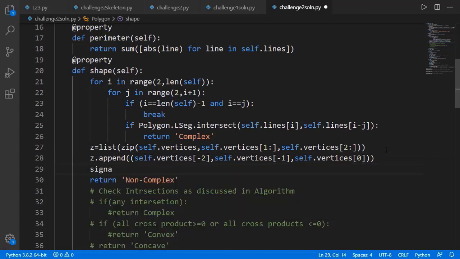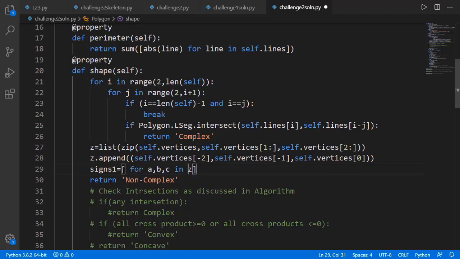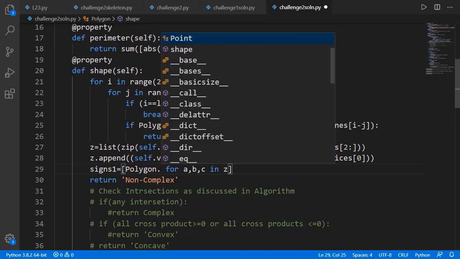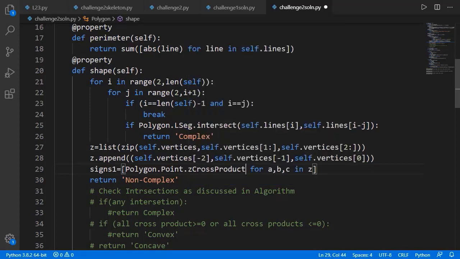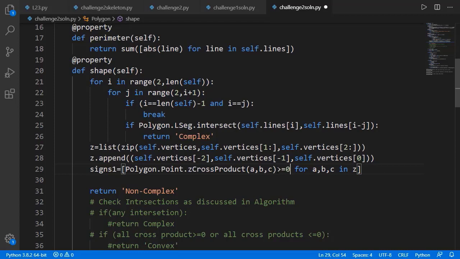And now we will pick the vertex combinations and we'll check if the cross product is positive or 0. Then we should also check if the cross products are negative or 0, as we discussed in detail in last lesson.